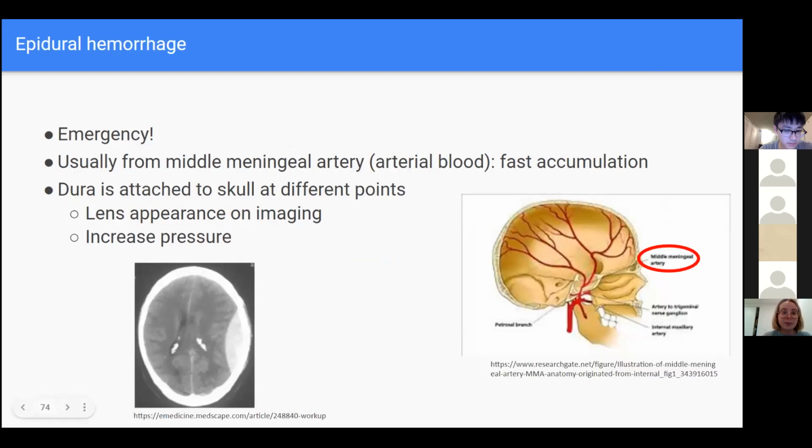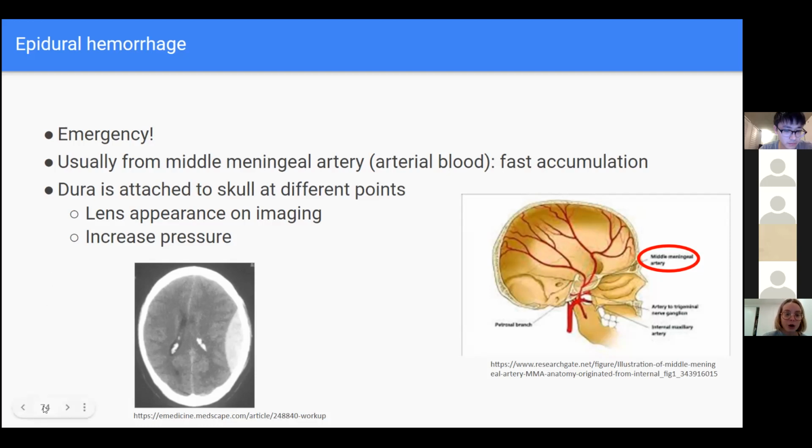So first we have the epidural hemorrhage. Epidural hemorrhages are really an emergency because they usually come from an artery, the middle meningeal artery, which is located between the dura and the skull. If you have a trauma around this place, the middle meningeal artery can burst and create rapid accumulation of blood. So it is an emergency.